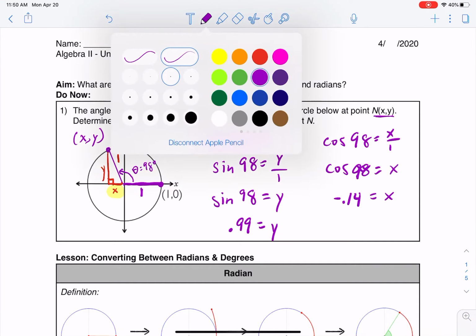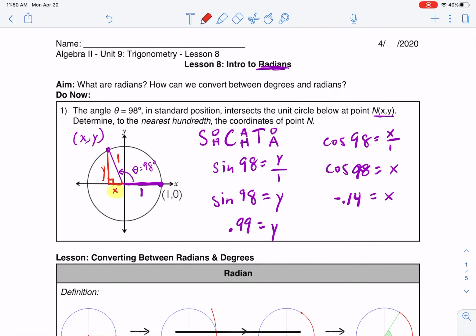All right, so now I have my coordinates for x and y. It'll be negative 0.14, comma 0.99. All right, so that's it for the do now.